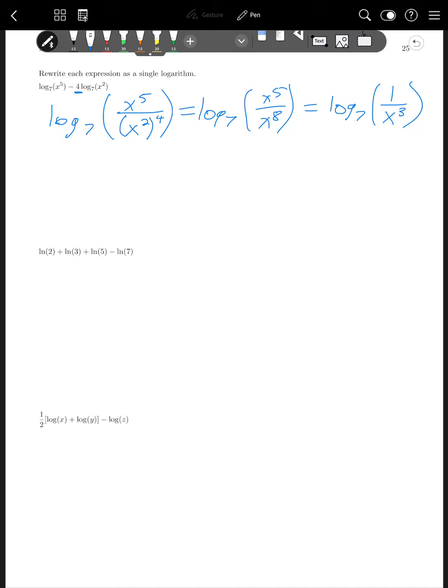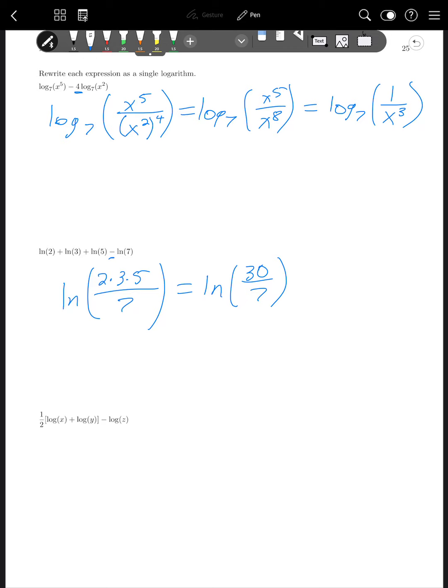Okay, so that's the idea. In this case, we're going to have a natural log. Anything that's positive goes on top and is multiplied together. So 2, 3, and 5 are all on top, multiplied together. And the 7 is a negative logarithm, so that goes on the bottom. Then we multiply on top, and we get natural log of 30 over 7.